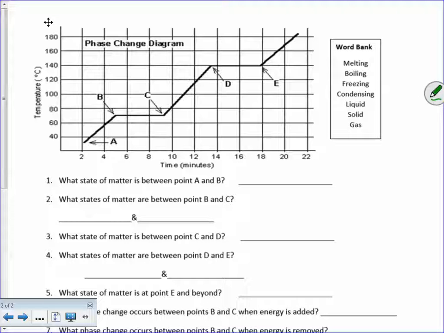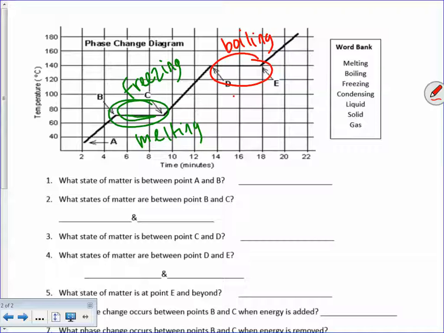the notes. Remember, this area here is going to be where freezing or melting can occur. It's just depending on if we're adding or taking away heat energy. And then this section here is where it could either be boiling or it could be condensing. Again, just depending on if we're adding or taking away heat energy.